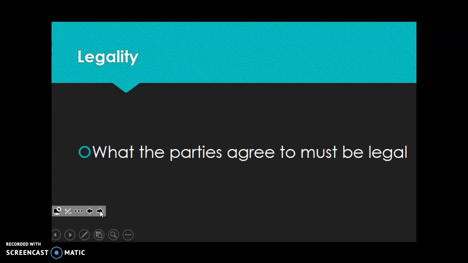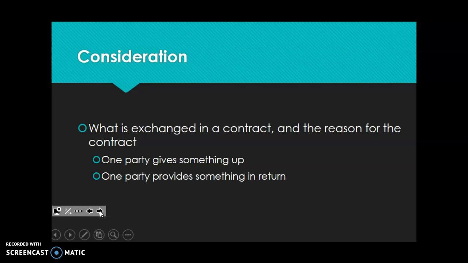Legality. What the parties agree to must be legal. You can't get a contract to kill somebody because that's not legal. So you have to make sure what you're doing is legal. Consideration. What is exchanged in a contract and the reason for the contract. One party gives something up and one party provides something in return. So, for example, if I'm selling you my car for $400, I'm giving up my car and you're giving up $400. We're each receiving something and we're each giving something up in return.